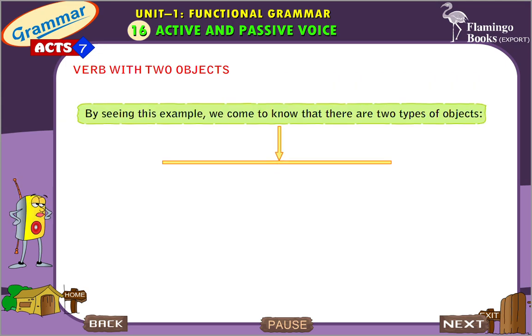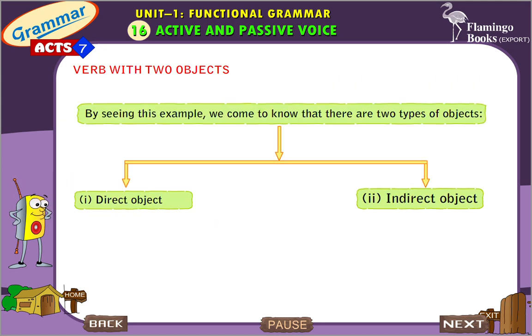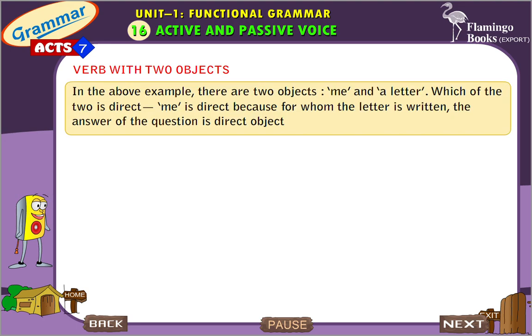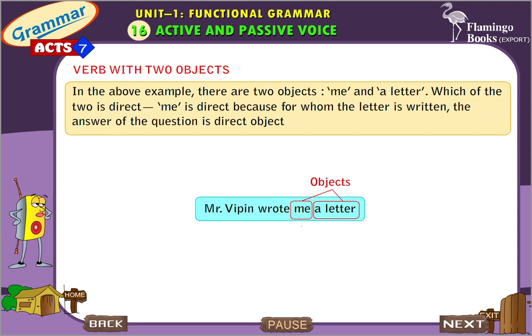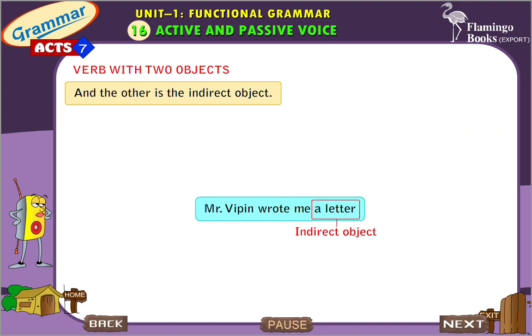By seeing this example, we come to know that there are two types of objects: direct object, indirect object. In the above example, there are two objects, me and a letter. Which of the two is direct? Me is direct because for whom the letter is written, the answer of the question is direct object, and the other is the indirect object.